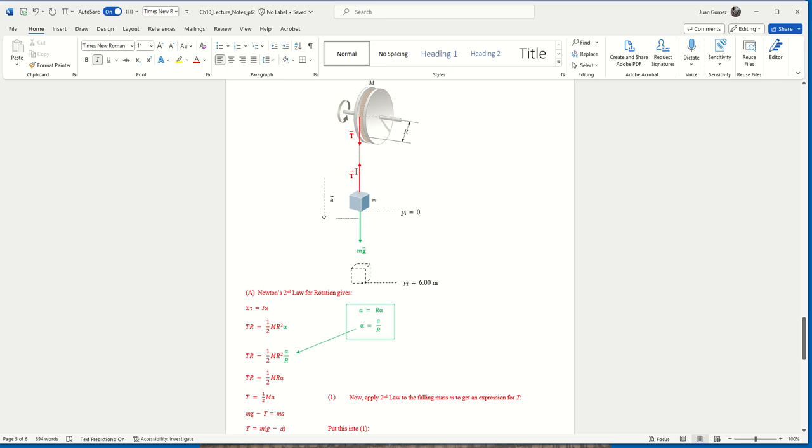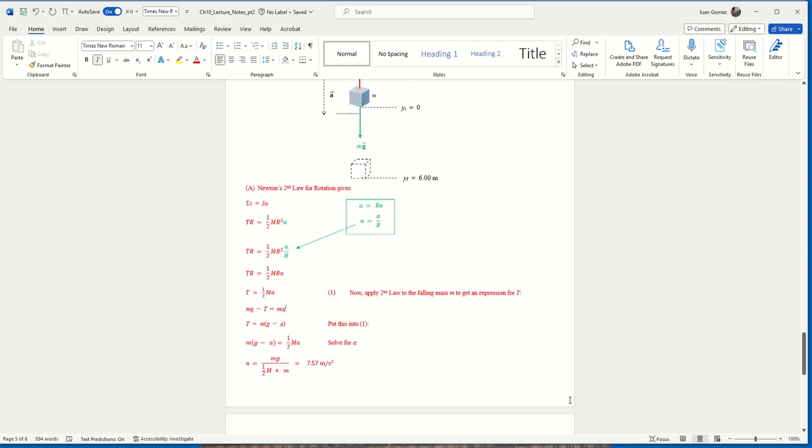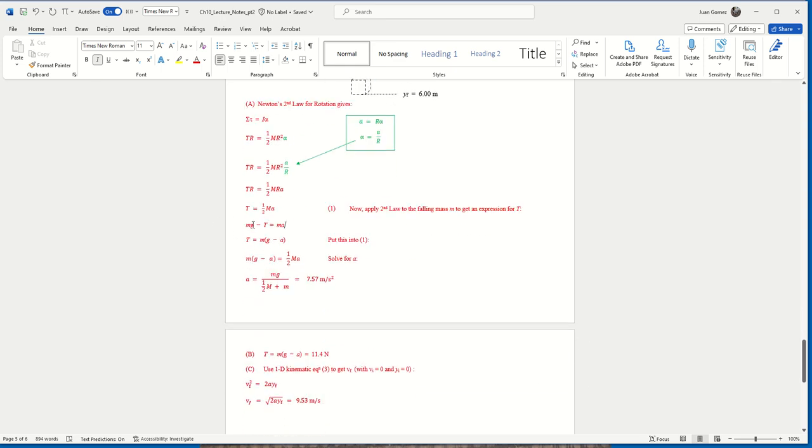I mean, you could write it T minus mg equals minus ma, but we don't like to do that. We typically write it as mg minus T equals ma. So mg minus T equals ma, or T is equal to m times (g minus a). Then I'm going to take this expression and put it in for T. So I get m times (g minus a) equals 1/2 big M times a.